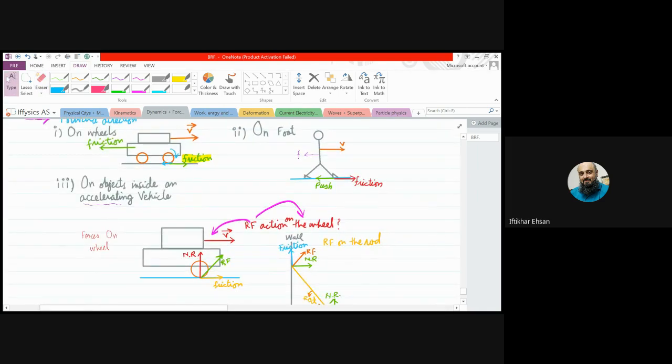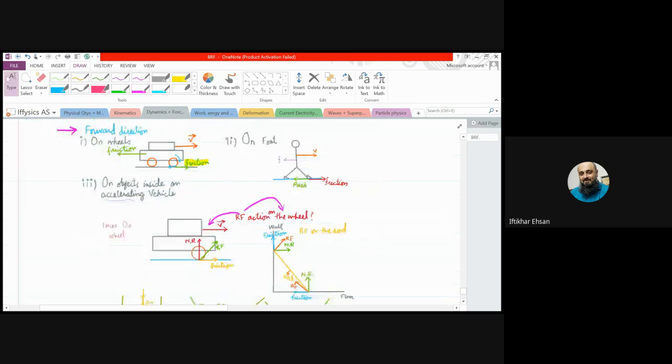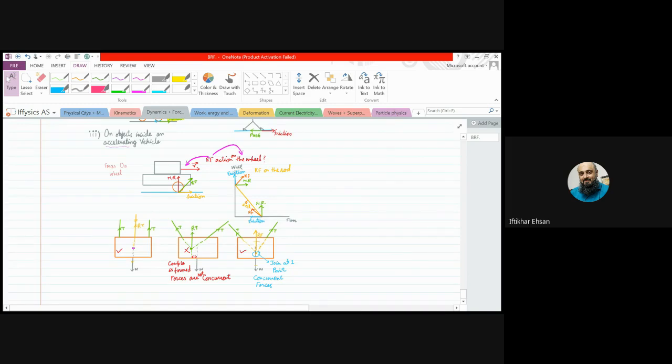Similarly, on an object inside an accelerating vehicle. Let's say when the vehicle accelerates suddenly, it picks up speed. If you are sitting in the car and the car picks up speed very fast, in which direction do you feel the jerk? You feel the jerk backward. And it means if you are moving backward, the friction is against your movement. The friction will be in the forward direction, right? Clear? Now the last three examples are left.